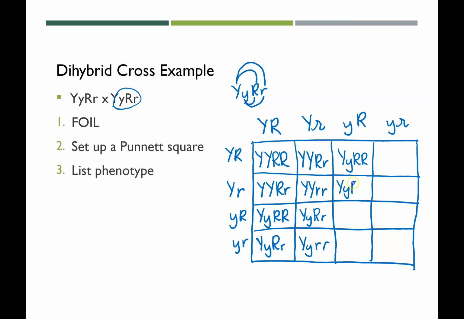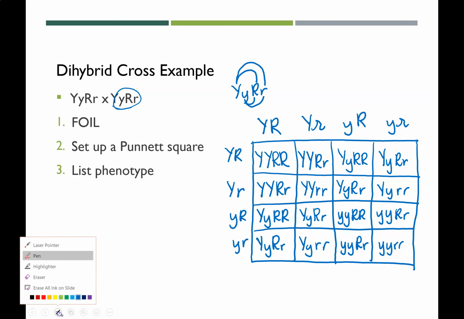So continuing to fill this out, it just gets a little bit tedious. It's not hard. Just go slowly. Make sure you don't make any typos, if I'm doing this in class or in a video. All right, so we have this all filled out. Let's go through and assign our genotypes.